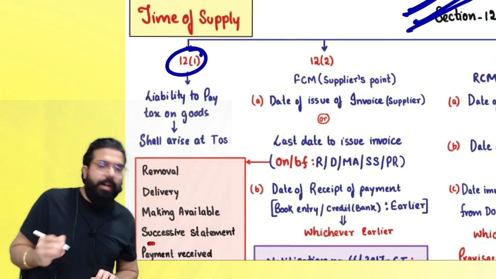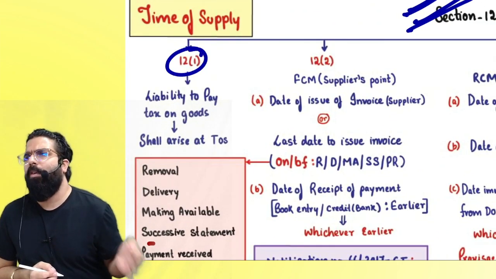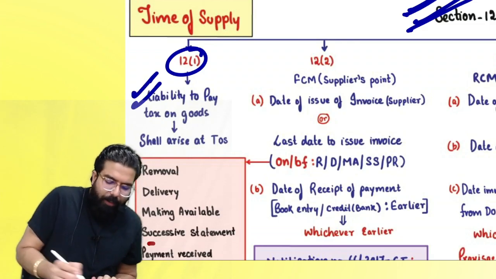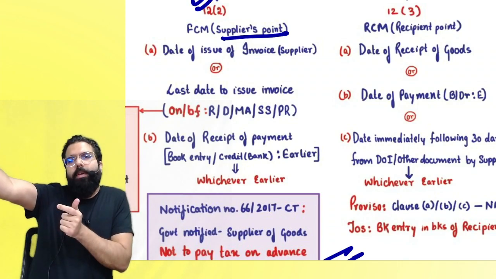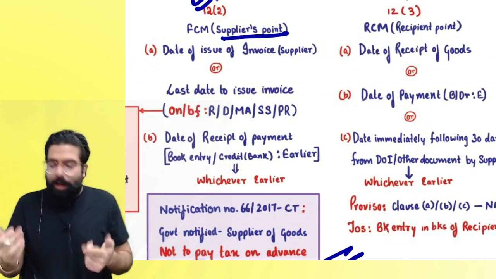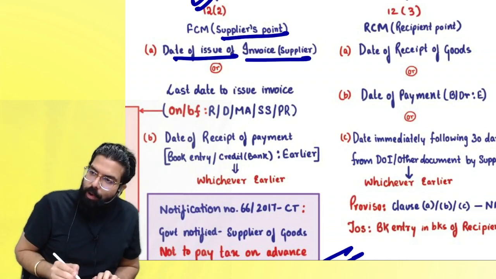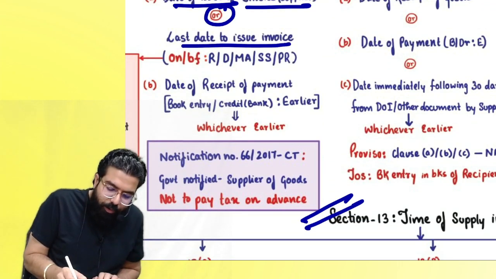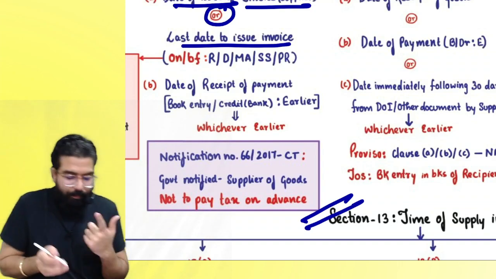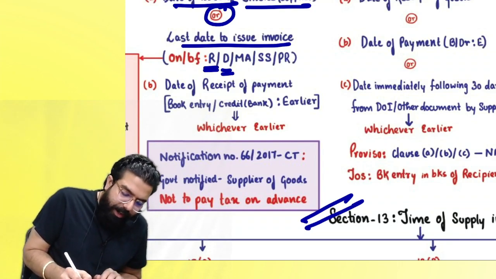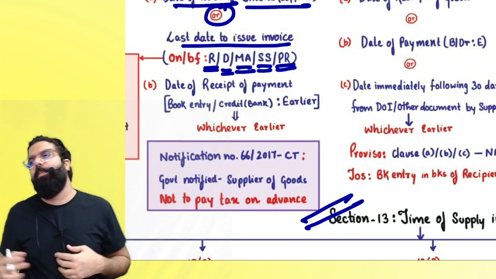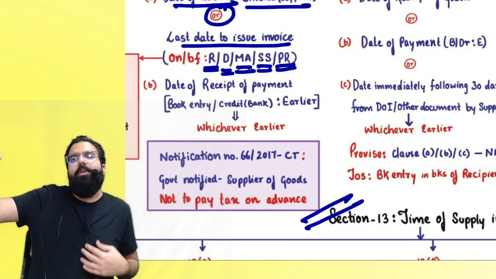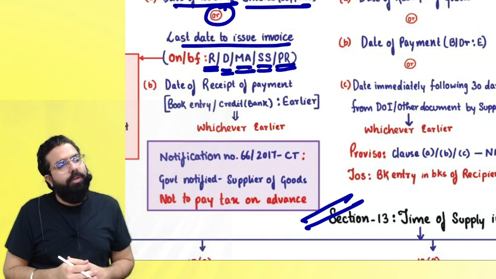Section number 12(1) says liability to pay GST on supply of goods will come at the time of supply. Section number 12(2) says if you are a supplier, you have gone ahead and supplied the goods. When are you liable to pay? You are liable to pay on the date of issue of invoice or last date to issue invoice. Last date to issue invoice means it is removal or delivery or when you make the goods available, or whenever you are issuing successive statement, or whenever payments are being received as per the contract. Whenever the payments are going to be received, you should have gone ahead and issued the invoice.